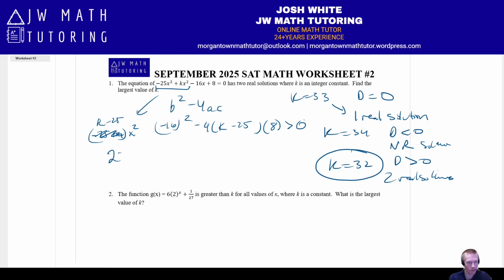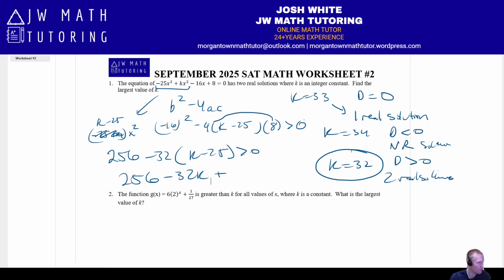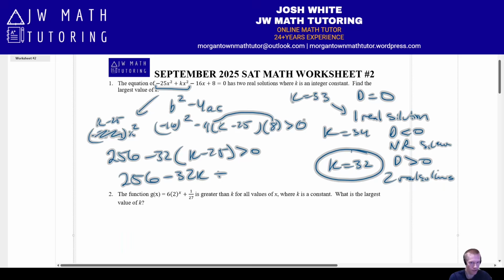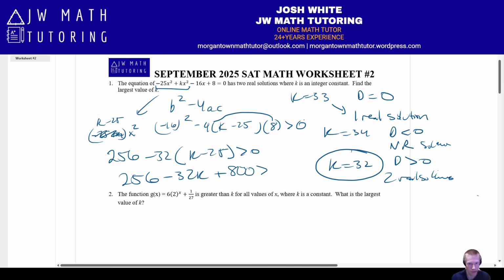Now, if you want to do this by hand, you would just square this and get 256, minus 4k plus 100. Actually, sorry, let me do it this way because I think it's going to be easier to understand. Let me multiply these two first to get negative 32, and then we get k minus 25, greater than 0. Then we get 256 minus 32k plus 32 times 25. Don't know that off the top of my head. 800. That's positive, greater than 0.